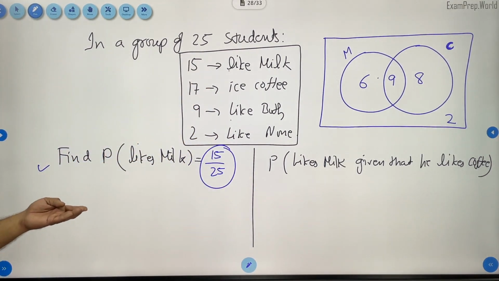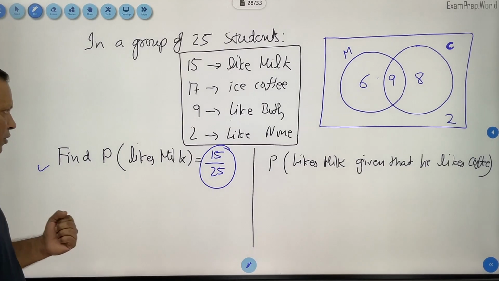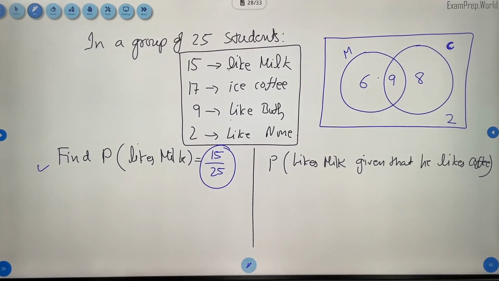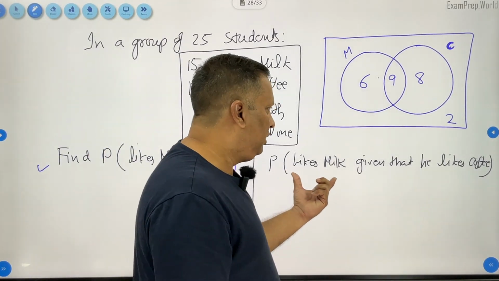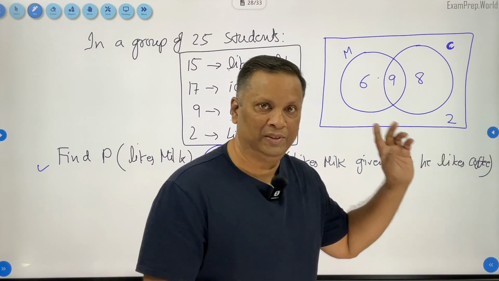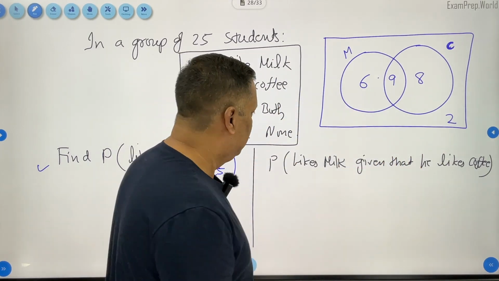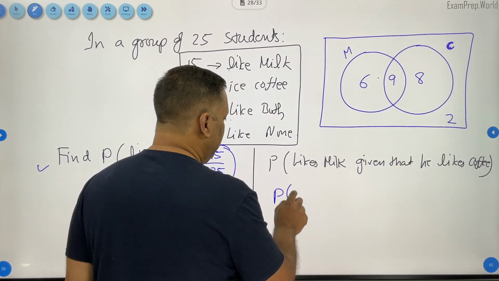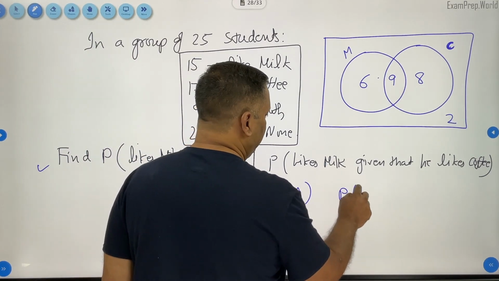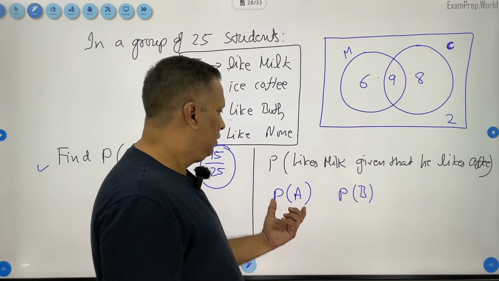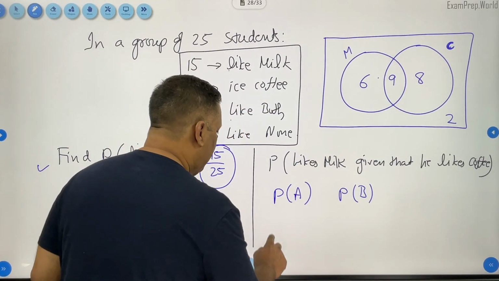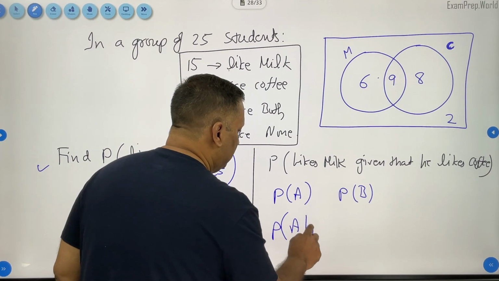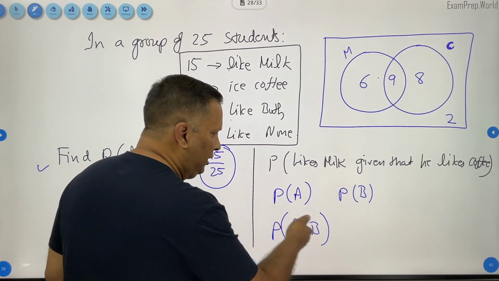I'll move away. Note this up to here. I'll keep moving away from the screen so that you can pause the video at that time and write it. Now, conditional probability: he likes milk, given that he also likes coffee. This is called conditional probability. If there are two events, probability of A and probability of B, and somebody asks what is the probability of happening of A given that B has already happened, we write it as probability of A given B. We put a straight line and write it like this.